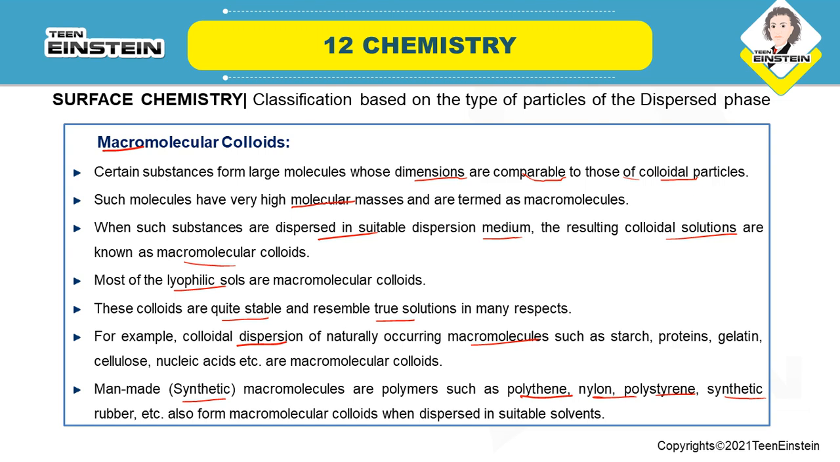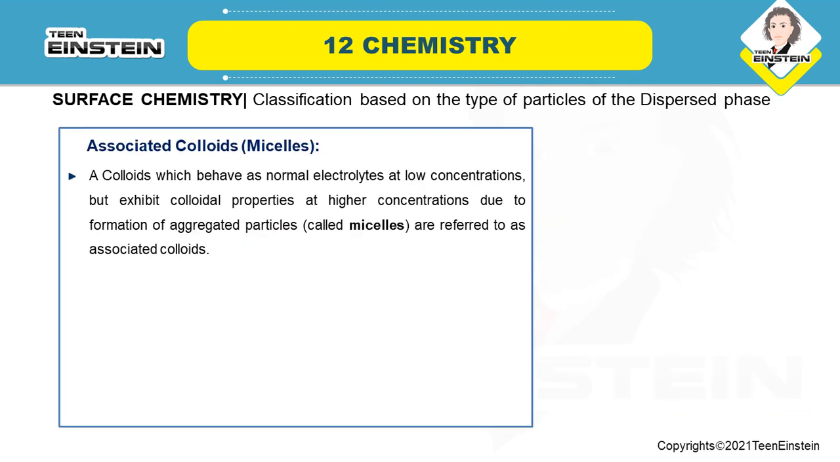Now the third type, third and last type, and also this is the most important because under this third type there is so many other things that we have to know. Associated colloid, micelle. So in bracket it is written micelle. So what is micelle? Colloids which behave as normal electrolyte at low concentration.